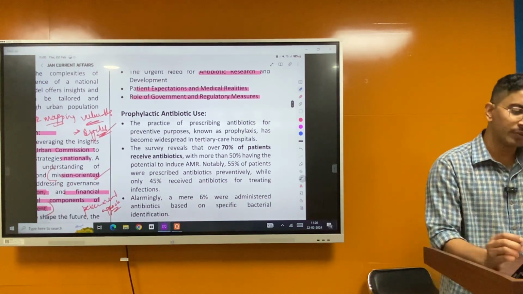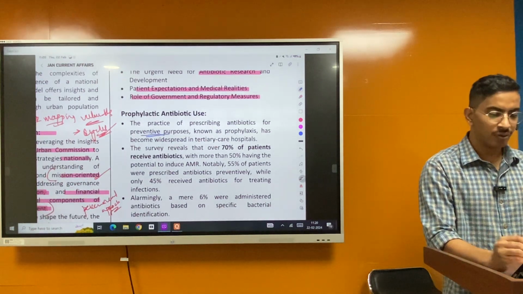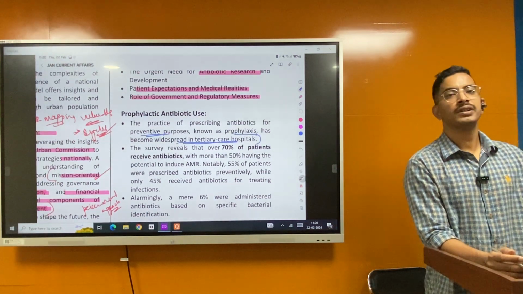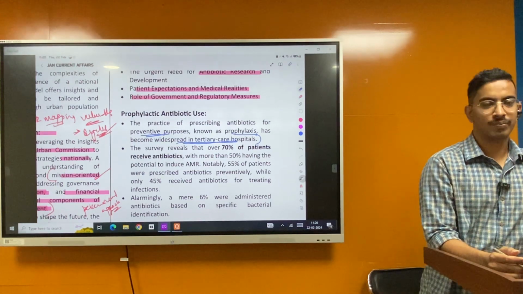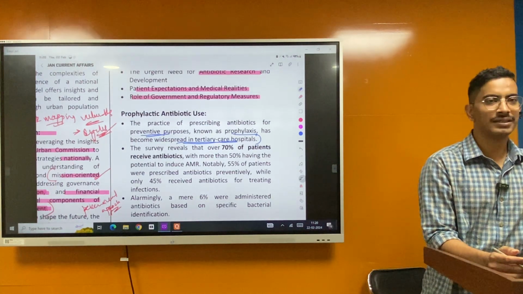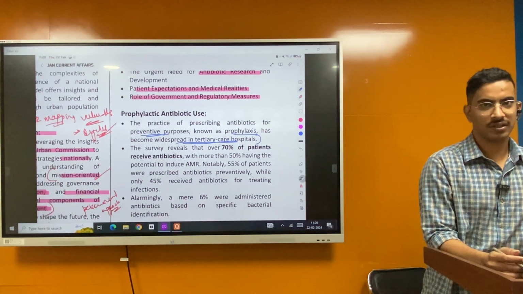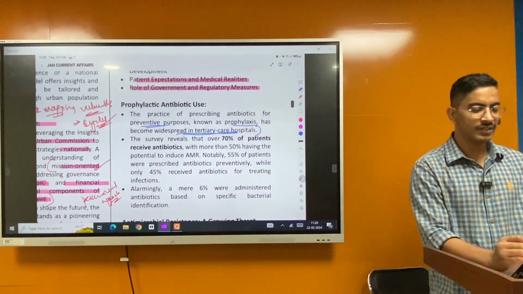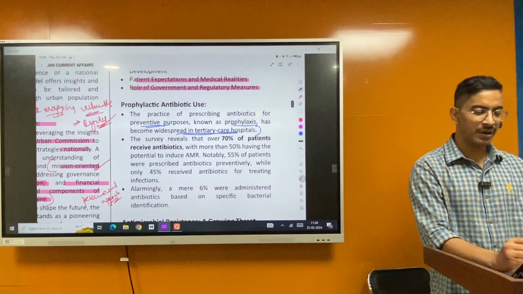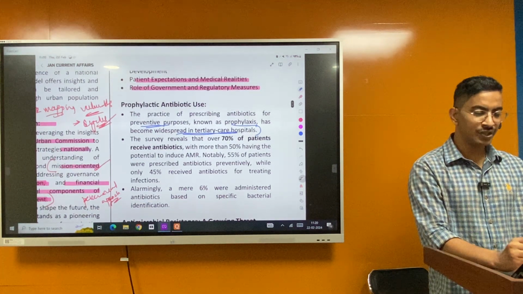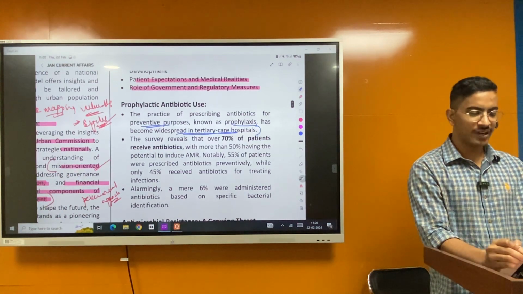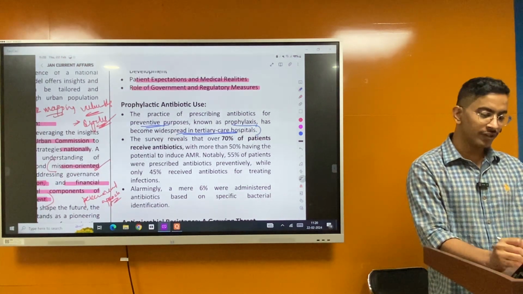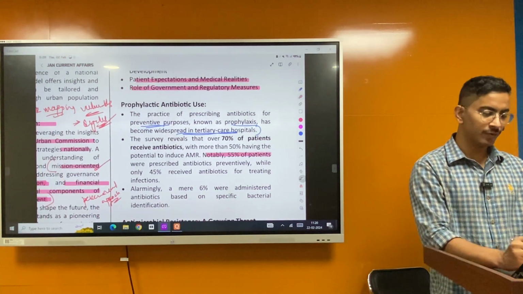Prophylactic antibiotic use: the practice of prescribing antibiotics for preventive purposes, known as prophylaxis, has become widespread in tertiary healthcare. We have seen that doctors directly prescribe it. Before that, they should undergo minimum tests, blood tests and so on. But the problem is that it is very costly, which is why doctors directly prescribe. A survey reveals that 70% of patients receive antibiotics, with more than 50% having the potential to induce AMR. Notably, 55% of patients were prescribed antibiotics preventively, while only 45% received antibiotics for treating infection. So this information is important.